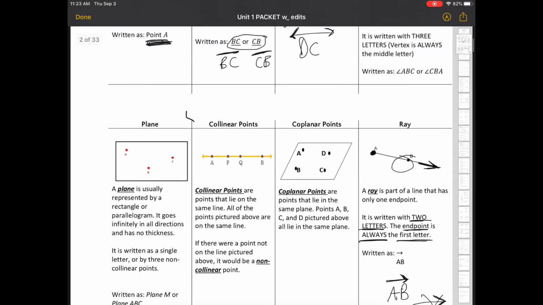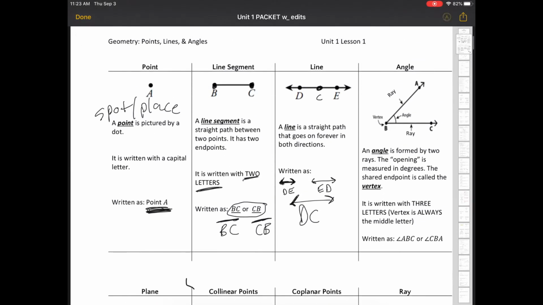Now let's go back to an angle. An angle is formed by 2 rays, hence why we went to the rays first. The opening is measured in degrees. I'm sure you guys are familiar with this. We usually hear a degree of an angle. That's where we measure it, that spot right there. It's how much it opens. And this point here where the 2 rays meet is called the vertex.